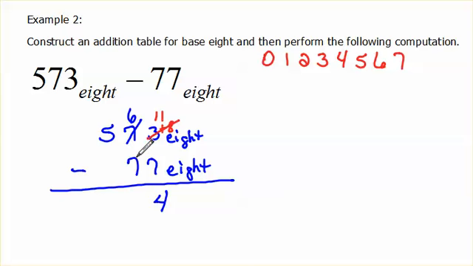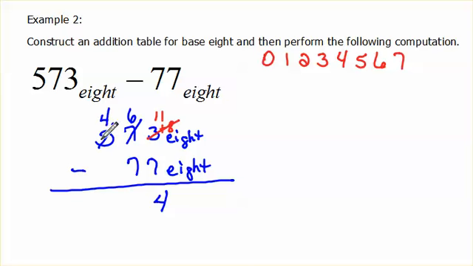Well, we can't take 7 from 6, so we're going to have to borrow again. So I'm going to borrow from this column and make that a 4. Oh, I should have done that in blue. Sorry, hang on. Let me redo that. I'm going to borrow from there and make that a 4.